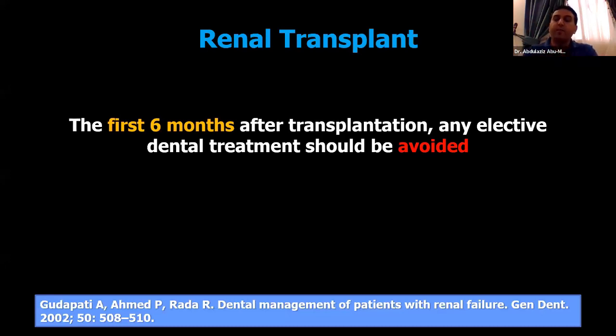So very few times will you have a patient come after the implant or during the renal transplant, and they should be avoided because they are taking immunosuppressive drugs.